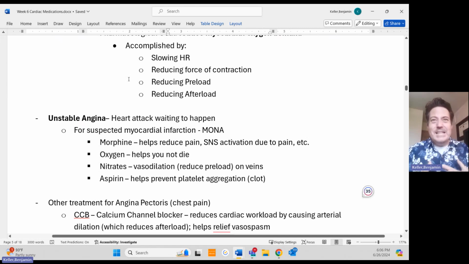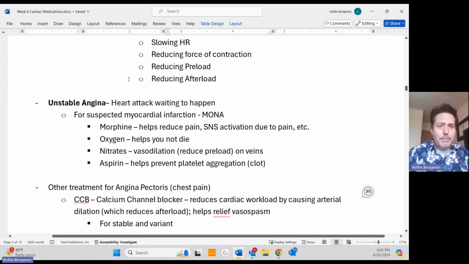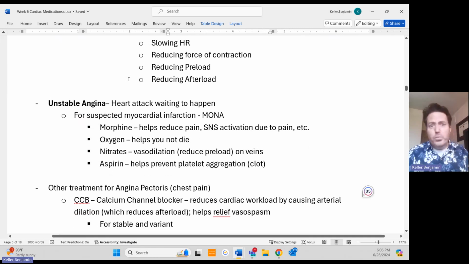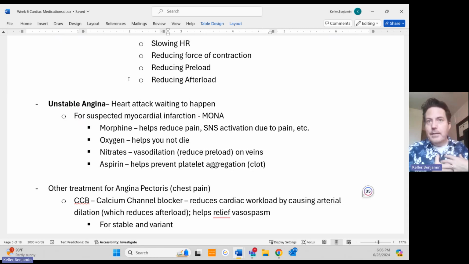And if somebody comes in with a suspected myocardial infarction, we're going to give them MONA. And Mona could be a really sweet old lady, but in this case, it stands for morphine, which helps to reduce the pain that they're feeling because that hurts, that heart pain. That's a hard pain to have. And when you're in pain, you increase your sympathetic activation, and morphine helps reduce that. So it helps to relax things. It's a good drug for this.